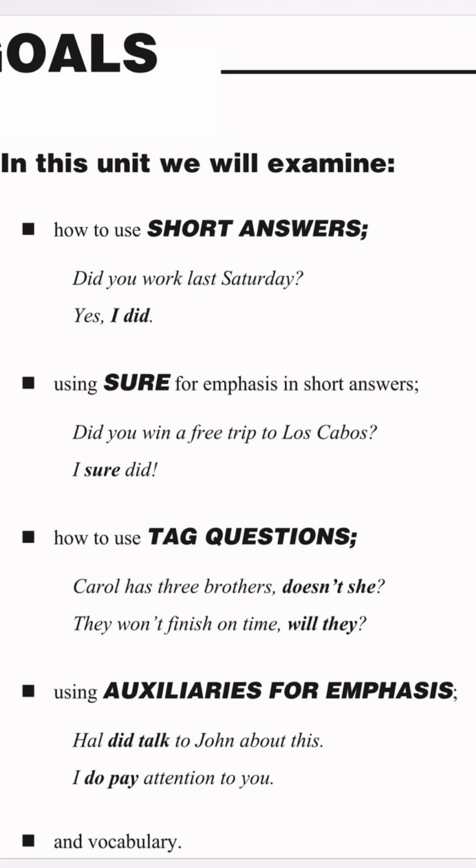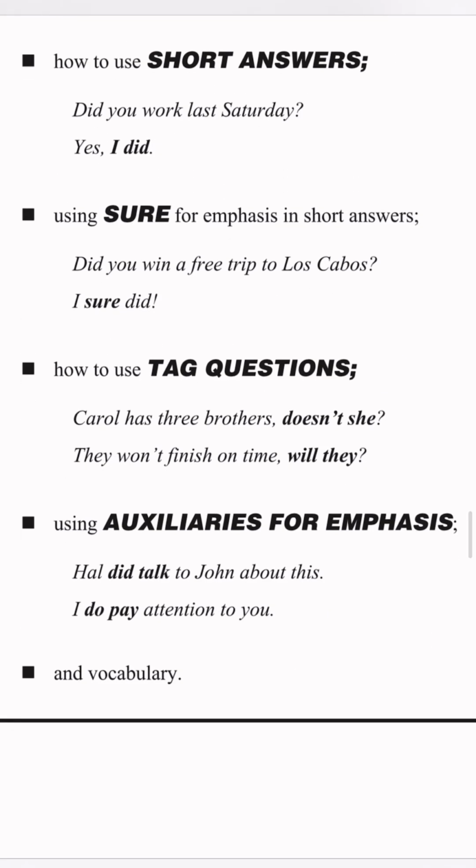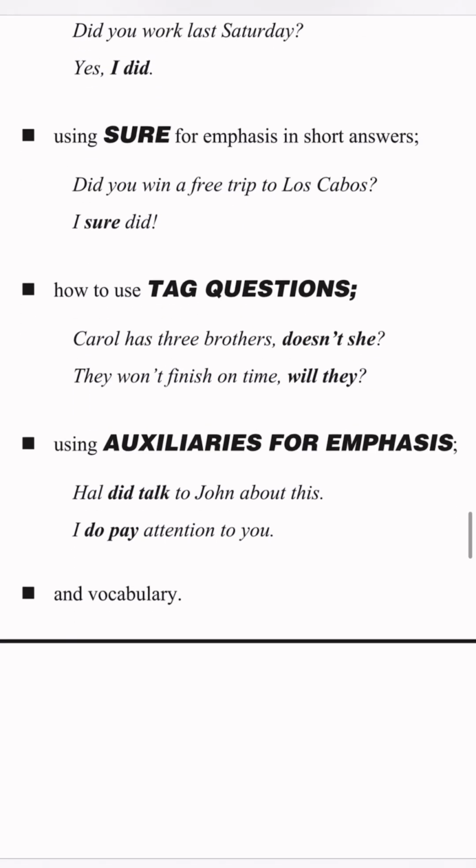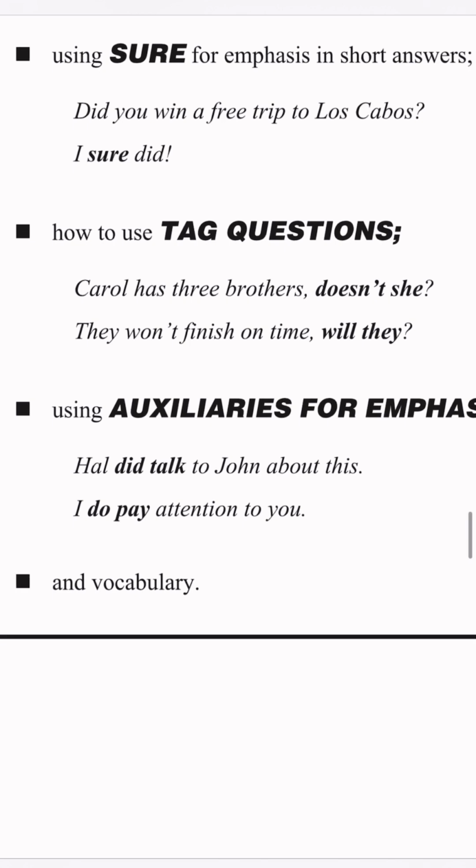Another point, how to use tag questions. For example, Carol has 3 brothers, doesn't she? Or another example, they won't finish on time, will they? Another point, using auxiliaries for emphasis. For example, Hal did talk to John about this. Another example, I do pay attention to you.